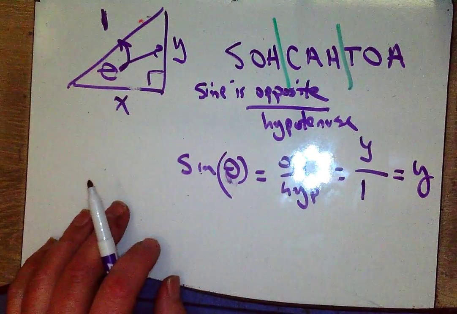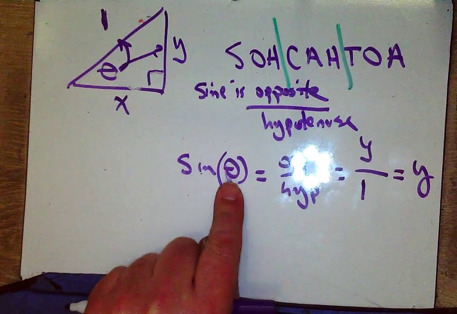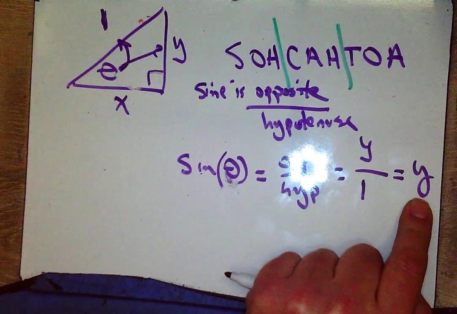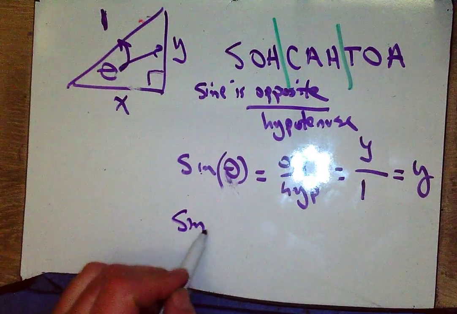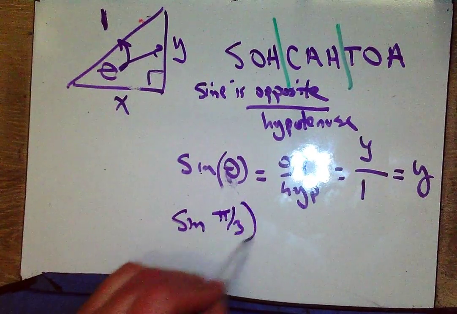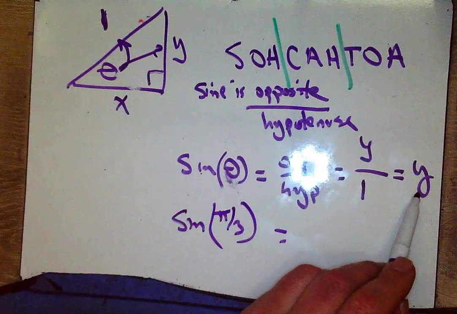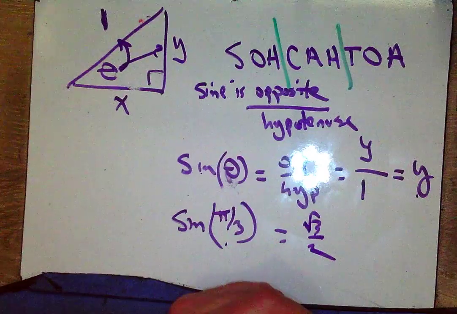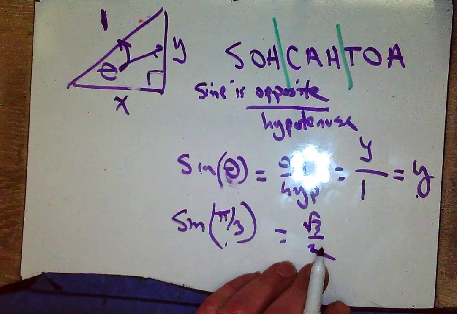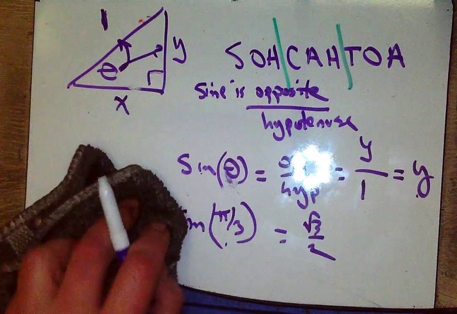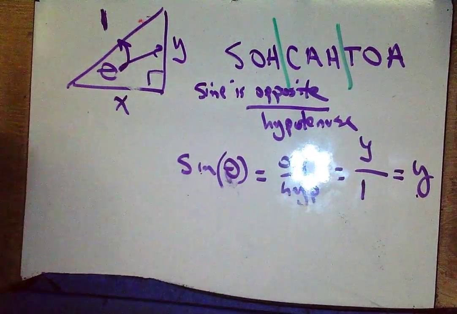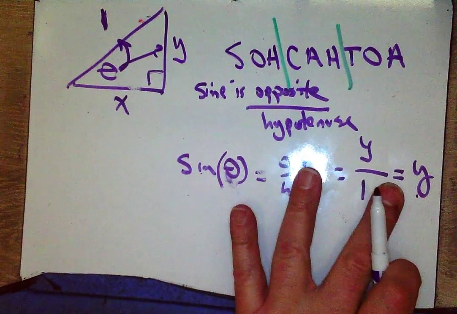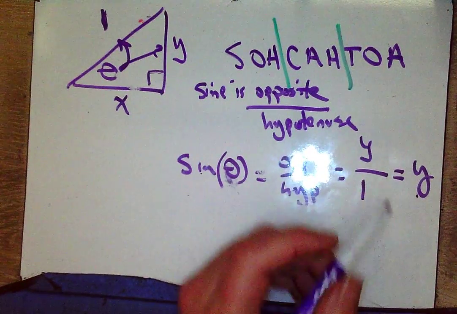Now, what do we have here? When we're looking for the sine of theta, that's the same as the y value on the unit circle. So if I want to know the sine of pi over 3, I'm really asking, what's the y value at pi over 3? I need to be able to do it that fast. So sine is opposite over hypotenuse, and on the unit circle, sine is the y value.